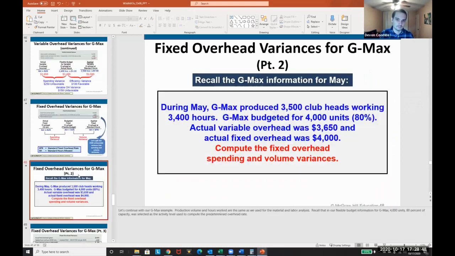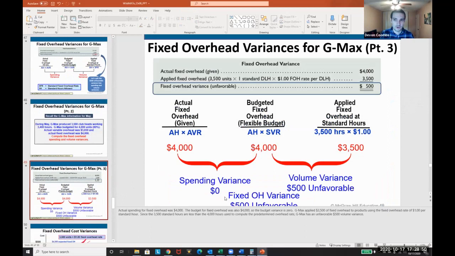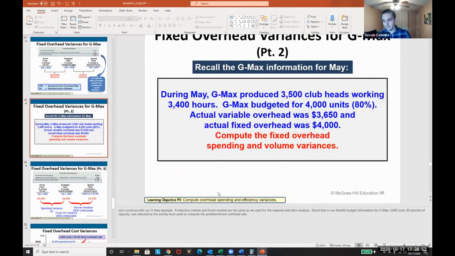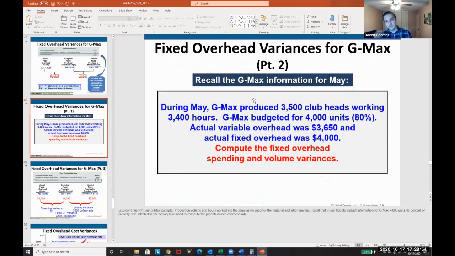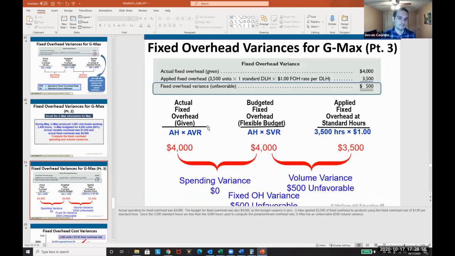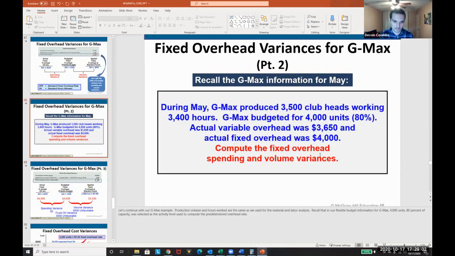So let's just go over a quick example so you have it for reference. Fixed overhead variances. So we're saying actual is always given. We know we spent actual of 4,000. That's easy. So that should always be your easy answer.